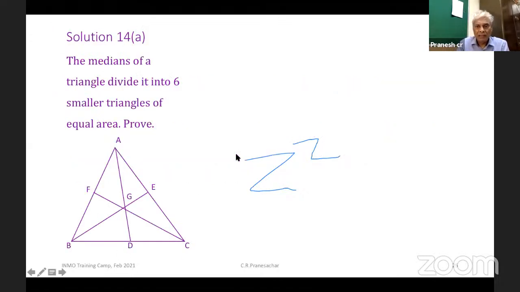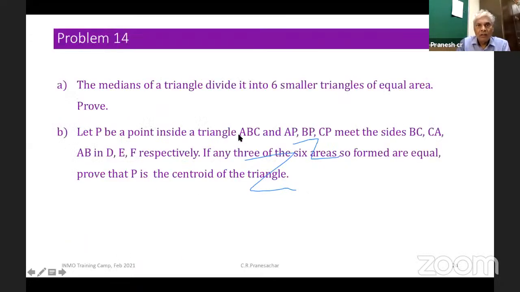The medians of a triangle divide it into 6 smaller triangles of equal area. This is a very trivial result. Okay.